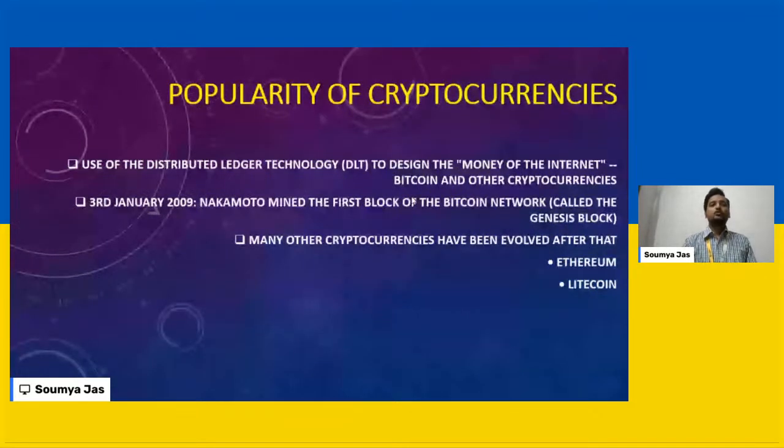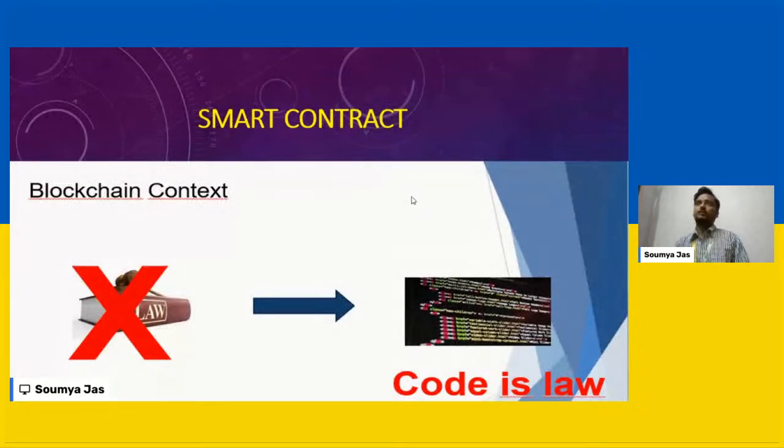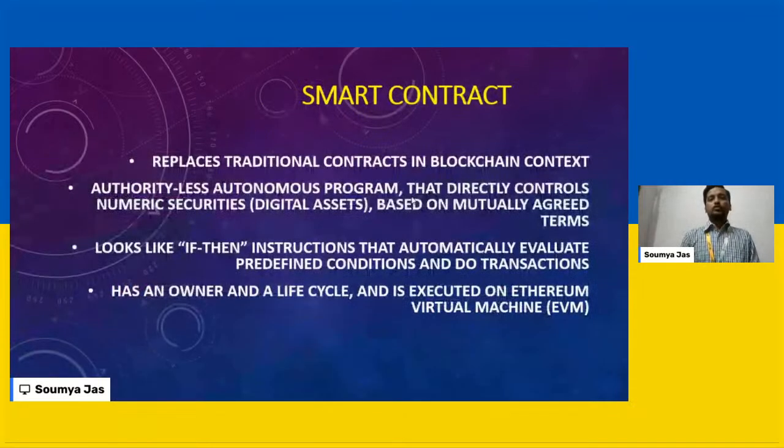So now the next thing that comes up: what is a smart contract? A smart contract is in the blockchain context, and everything is based on code. How secure I can make that code depends on applying a decentralized application, making my application in a decentralized mechanism. This replaces the traditional contracts in the blockchain context.